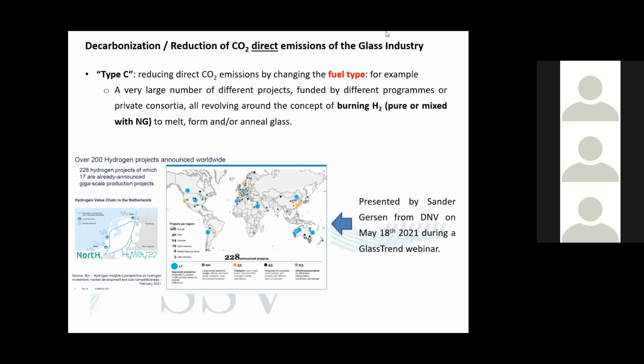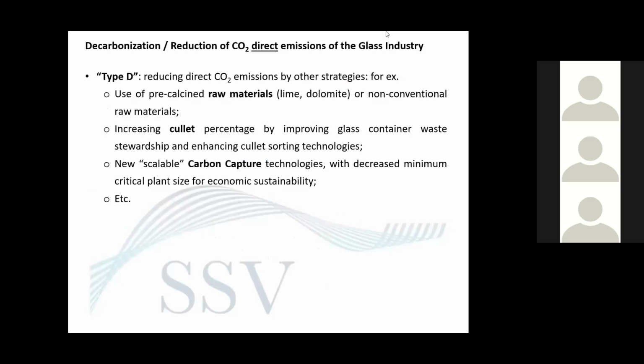Another type C is the use of burning hydrogen, pure or mixed with natural gas. And then there is type D. These do not directly affect the combustion, but concern changes in, for example, the batch composition. One of them is the use of pre-calcined raw materials, like lime and dolomite, or non-conventional raw materials. Another one is increasing the cullet percentage.